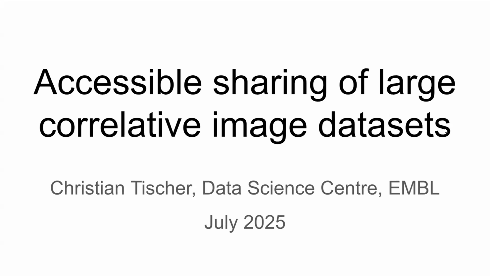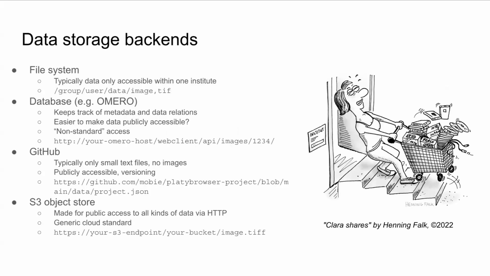With this, let's start. When thinking about sharing image data, one important consideration is where to store it. The classical place to store it would be your file system, where the limitation is that typically for security reasons, this is only accessible within one institute. Another option is a database. For microscopy data, the most popular one is Omero, that has the advantage of allowing you to keep track of metadata and data relations, possibly allowing you more flexible sharing with colleagues within the institute. Sharing outside the institute might also not be easy. This will depend on your specific IT setup.